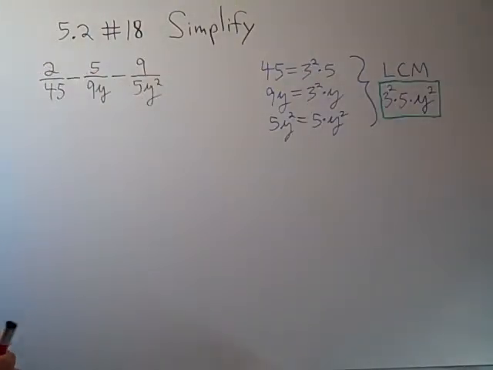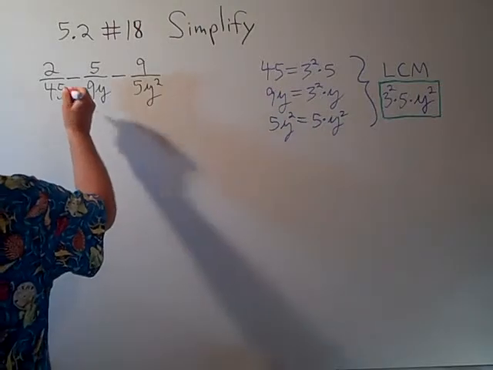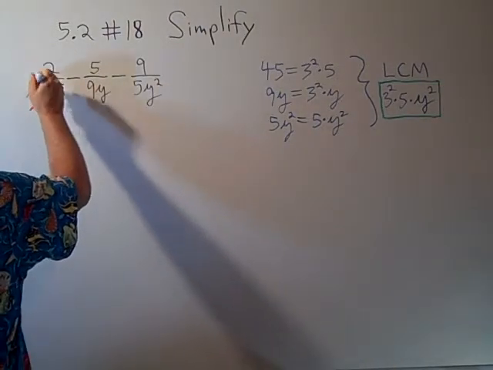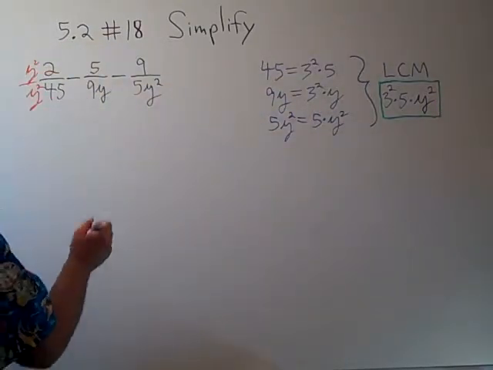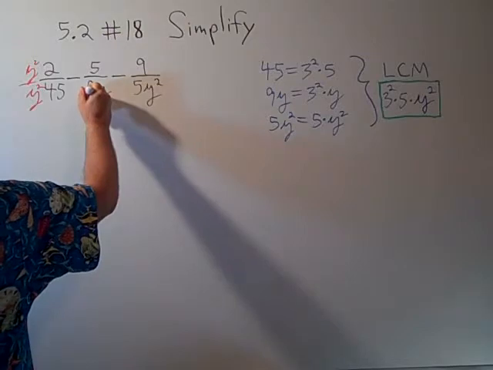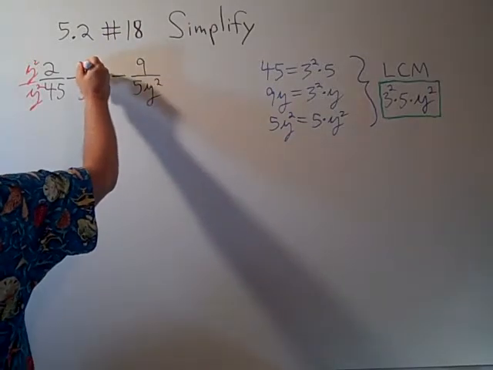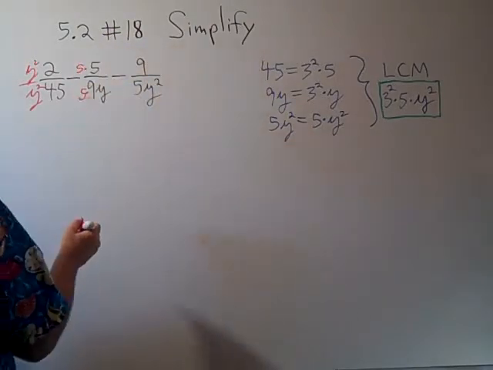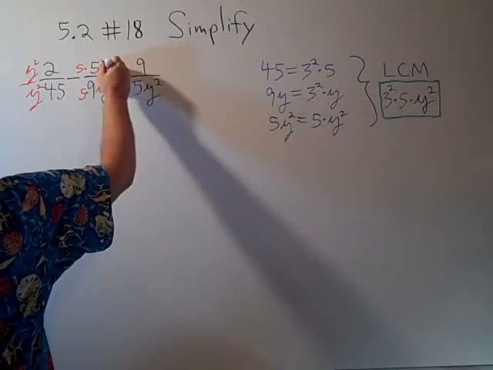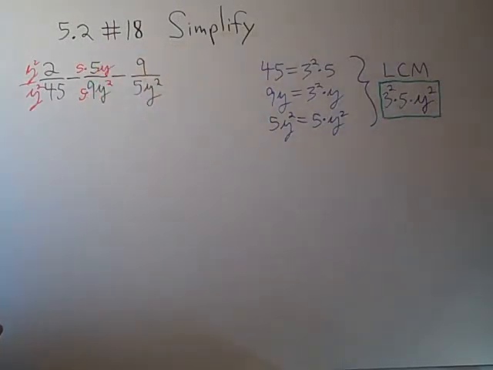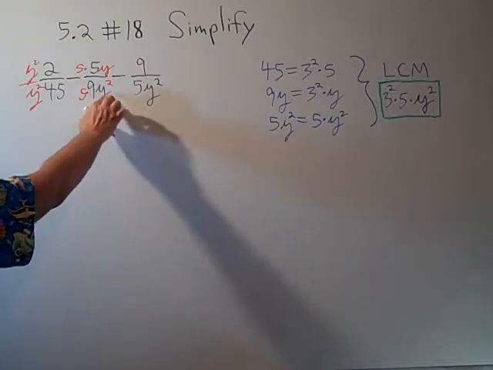So the first one has a 45, that's 3 times 5, but we're missing a y squared. So we need to multiply this by y squared in the numerator and denominator. And this second term needs a 5 factor in the denominator, and we also need another y. So multiply the top and bottom times another y to get a 45y squared.